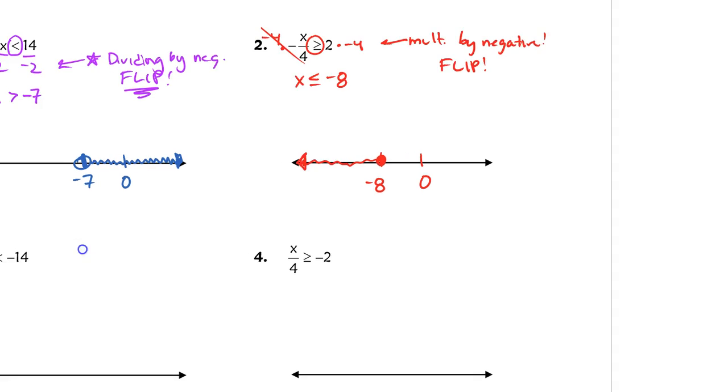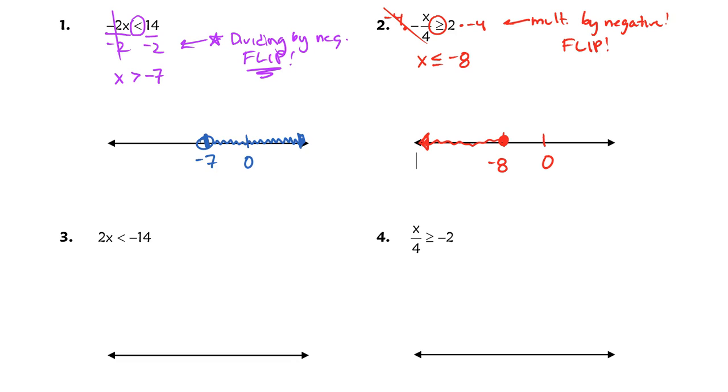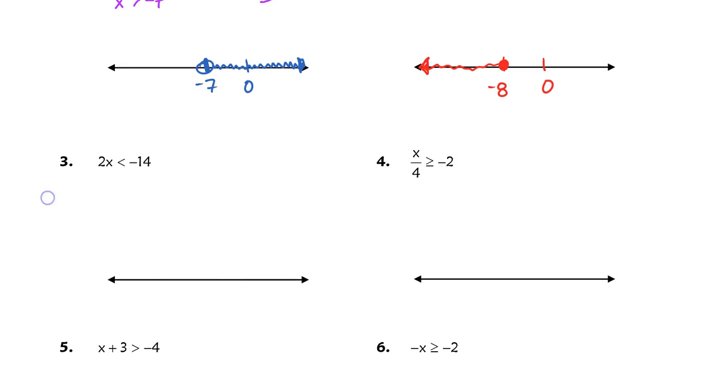It's really important that we understand that we only have to flip the sign if we multiply or divide by a negative. So if we look at example 3 here, to get the x alone, all we have to do is divide by 2. Even though here we have x is less than negative 7, we don't actually have to flip the sign because we did not divide by a negative. This is positive, so we don't flip the sign. Don't flip when you don't have to. Just make sure you only flip when you divide or multiply by a negative. So our answer here is x is less than negative 7.